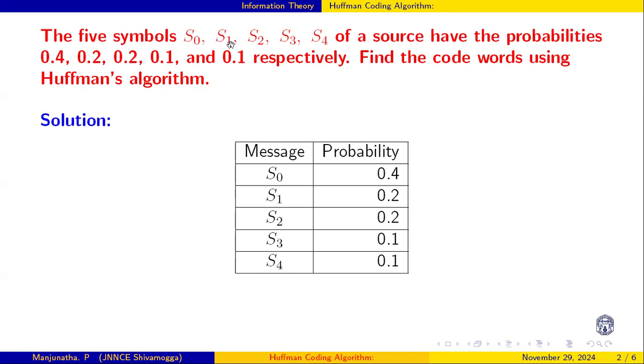Five symbols S0, S1, S2, S3, S4 of a source have the probabilities 0.4, 0.2, 0.2, 0.1 and 0.1 respectively. Find the code word using Huffman's algorithm.